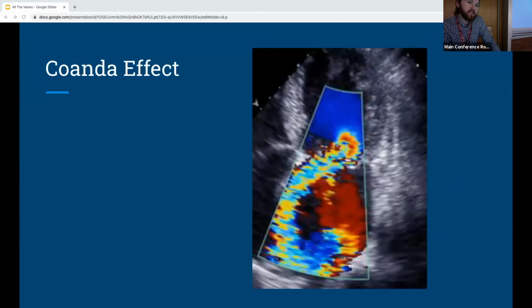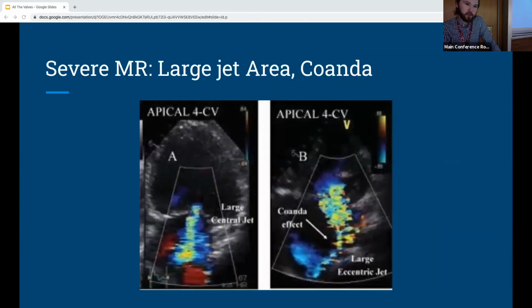One of those weird effects is called the Coanda effect, and it's when you have a jet that basically hits the wall and it doesn't dissipate. It indicates a large regurgitant volume, where the energy is not dissipated when it hits the wall. So it may not be exactly 40%. It might look like it could be moderate, but if you have pretty much any degree of Coanda effect, it's agreed that it's a severe regurg.